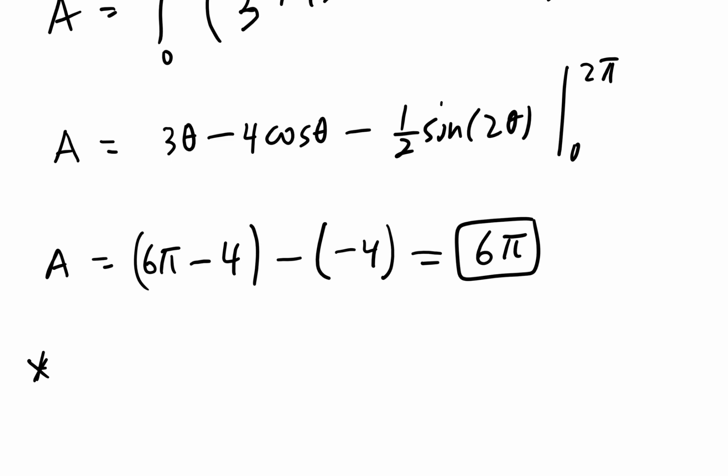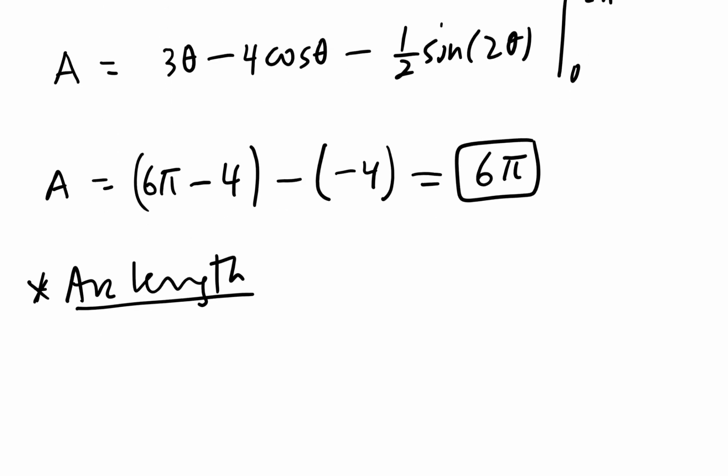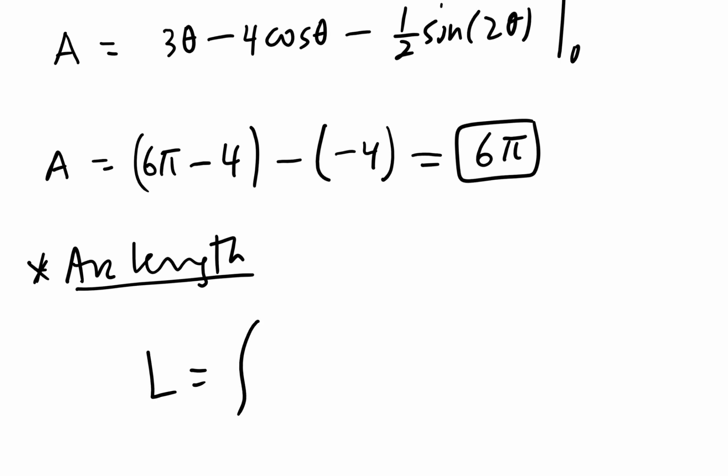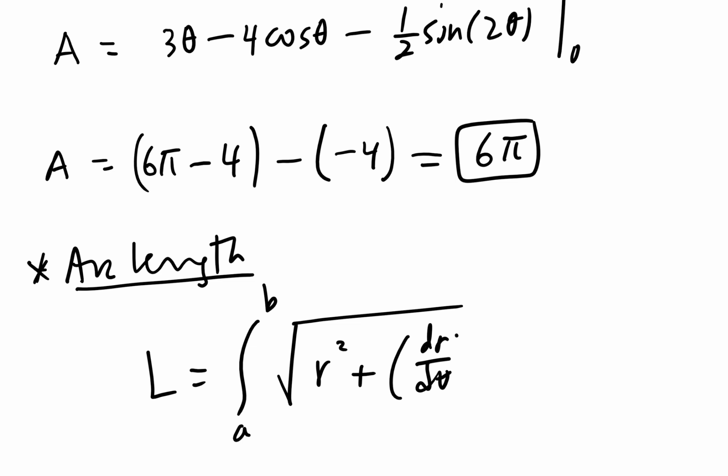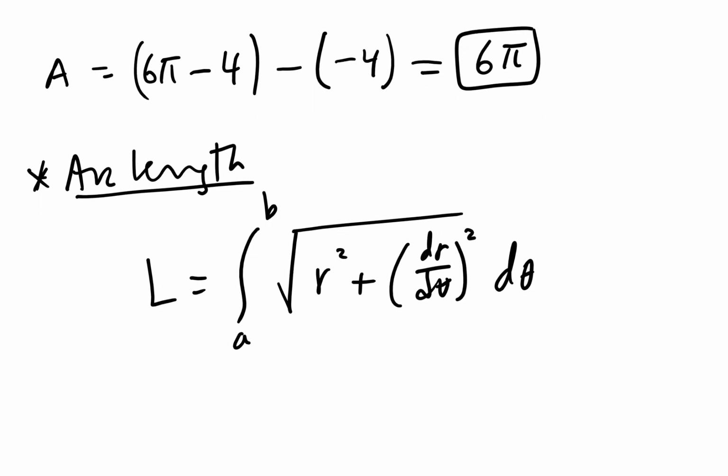The arc length in polar. The formula for the arc length in polar is L equals the integral from A to B of the square root of r squared plus (dr d theta) squared d theta. So this is the length of the arc with the polar equation r equals f of theta, where theta is changing from A to B.